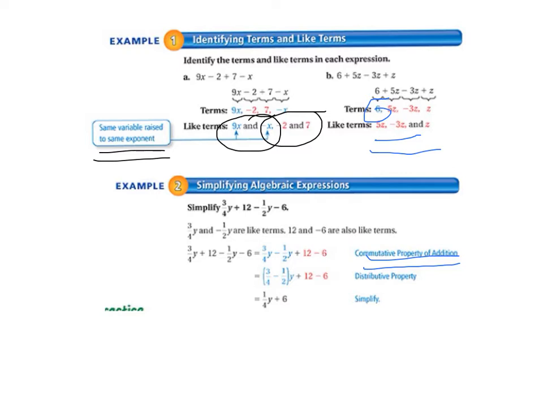So then we use the distributive property to have y distributed over 3/4 minus 1/2. So we're multiplying y times 3/4 minus 1/2, and then we are going to add 12 and subtract 6. So when we do that distributing, we have 1/4 y, and then when we combine the constants down here, we have plus 6.